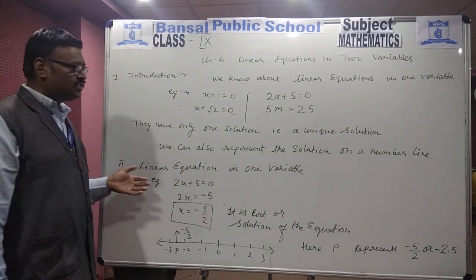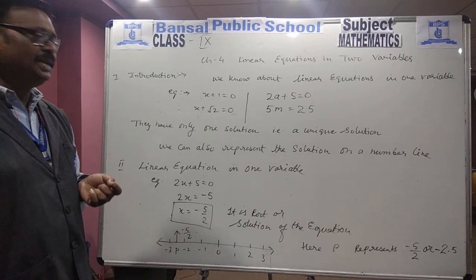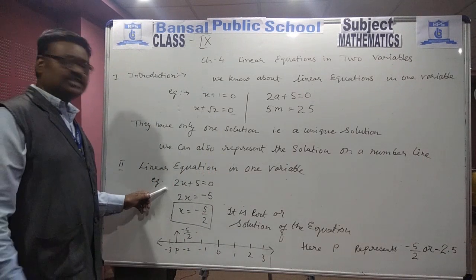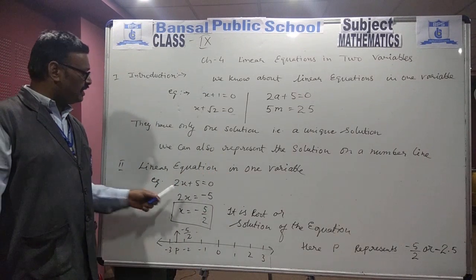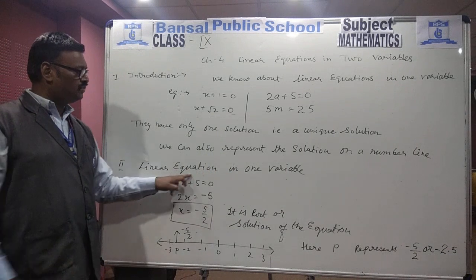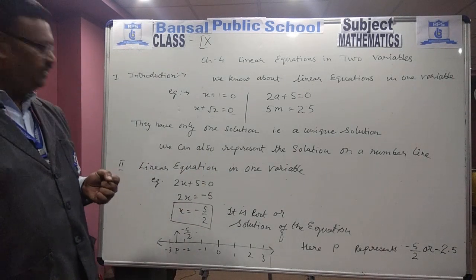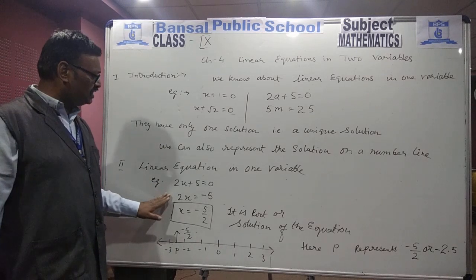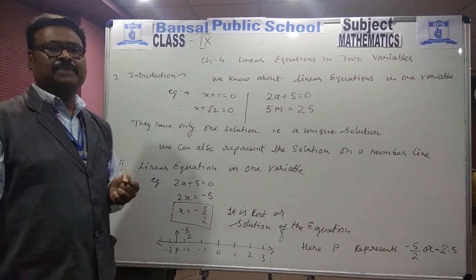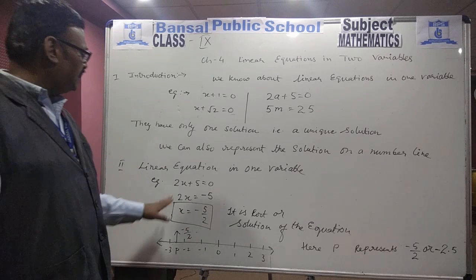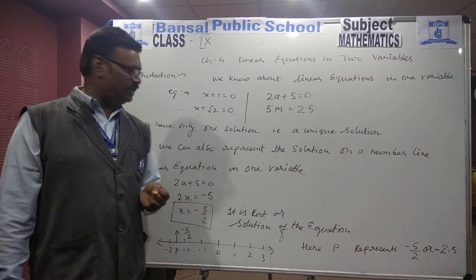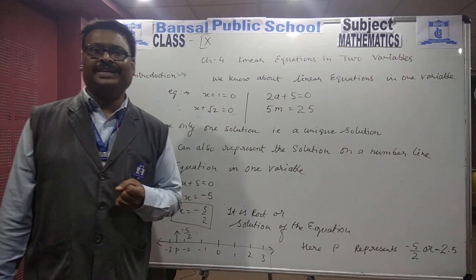Now, linear equation in one variable. Let us take an example and solve it. 2x plus 5 equal to 0. I will transpose 5 to the right hand side: 2x equal to minus 5. Then we will divide it, so x is equal to minus 5 by 2. Here x equal to minus 5 by 2 is a root or solution of the equation.